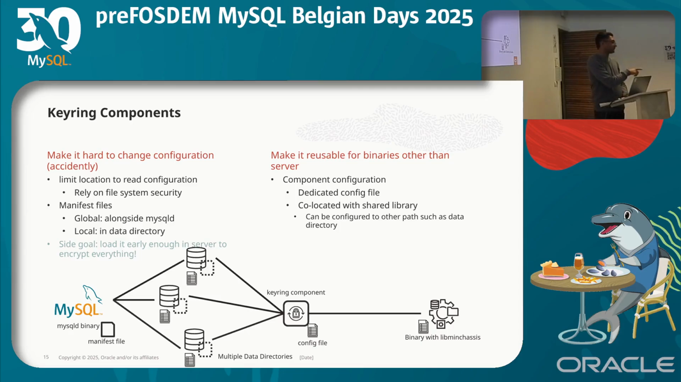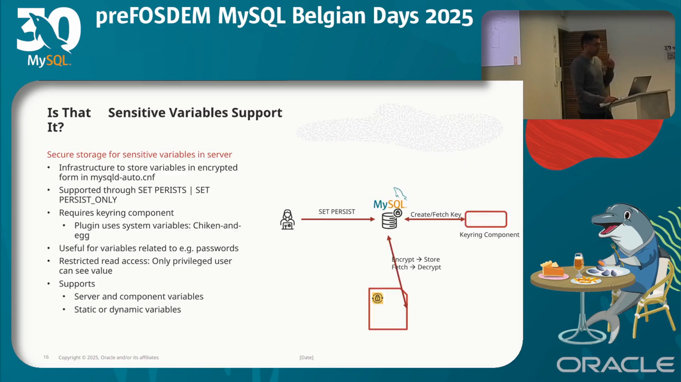And we have a concept in our packages. We have a keyring migration binary which can load all the components without using any infrastructure from server. Right. So, is that it? What we get out of it is that we load keyring very, very early. And that provides us the ability to encrypt and store our persisted variables as well.